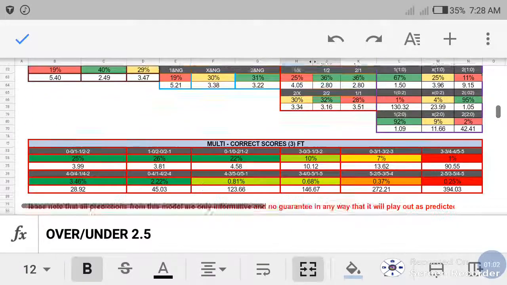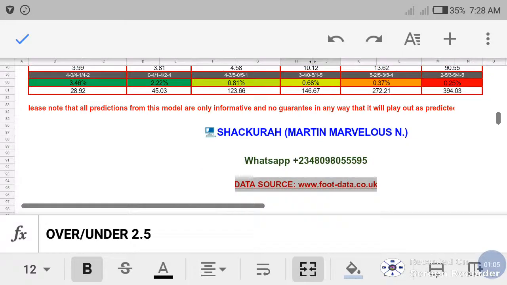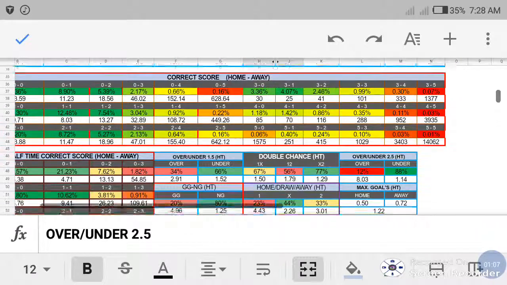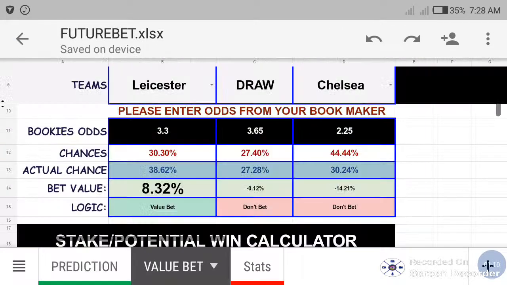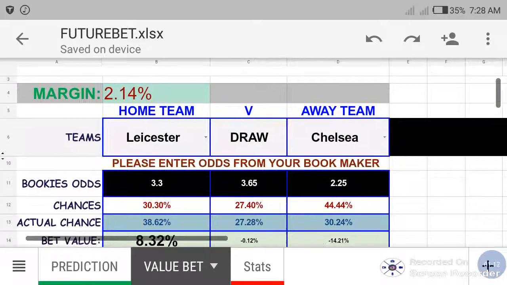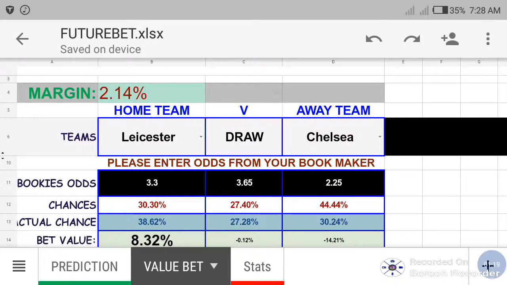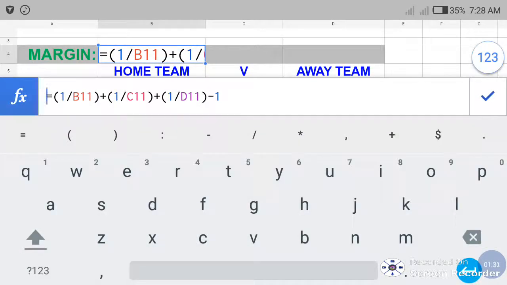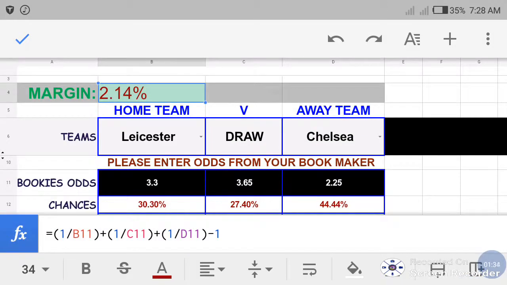So after looking at this, the next thing is to come back to the value bet. Now, if you pick a team and you think the team is going to win, the next thing you have to consider is whether it has value or not. For every successful better, you need to always bet on the value. So the first number you see here is our margin. This margin is from our bookmakers.